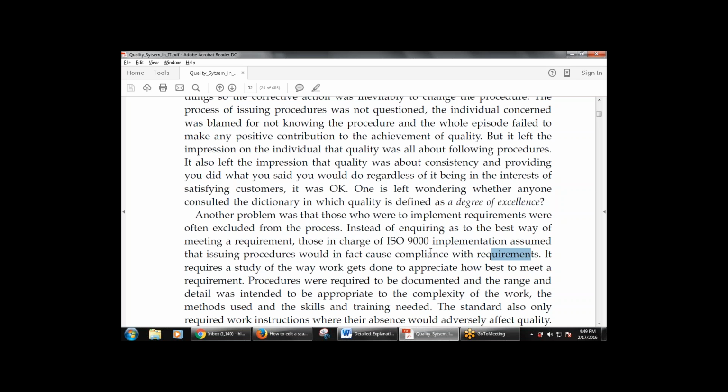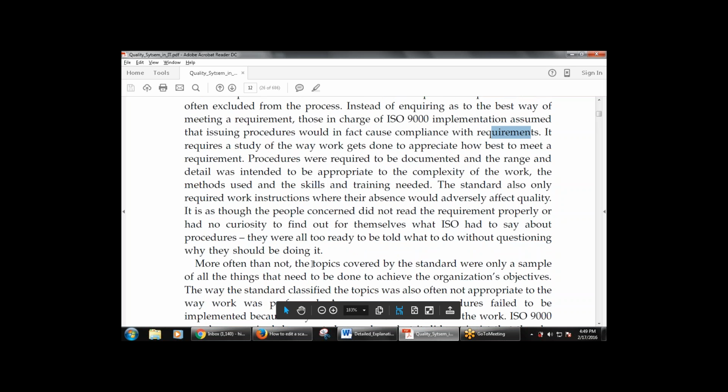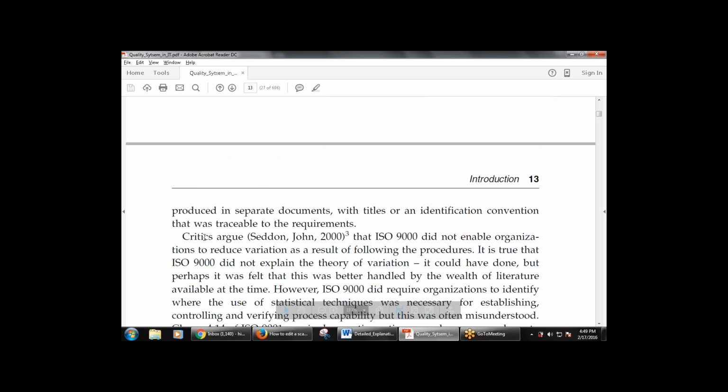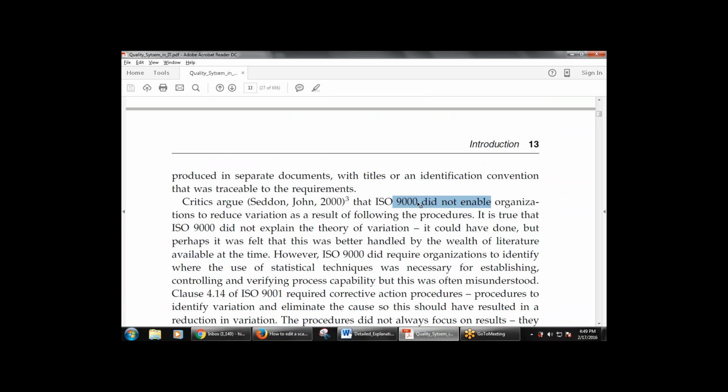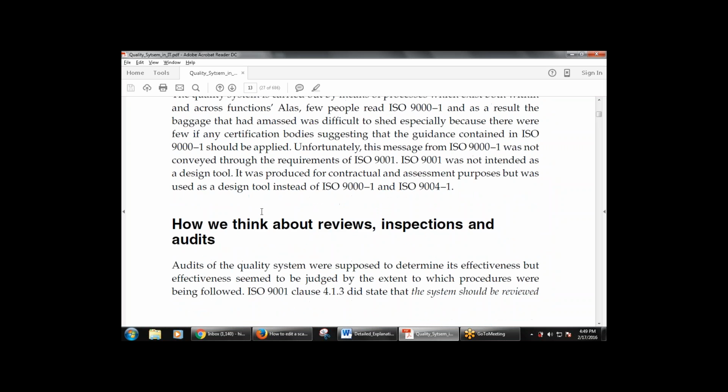Then the procedure was required to be documented and the appropriate range was discussed, the complexity of the task. That is what ISO had to say about the procedures. And it was criticized that ISO did not enable the organization to produce the result.